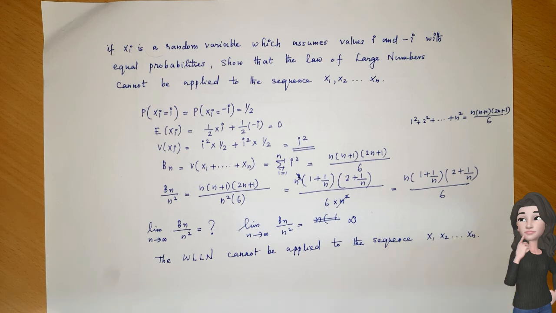So in this way, we can check for any of the sequences X1, X2, etc. Xn with any of the values. We can check if it holds the weak law of large numbers by checking if limit n tends to infinity of Bn by n square is going to 0 or not. If this limit is equal to 0, then we can say that the sequence satisfies the weak law of large numbers. And if it is a diverging one, then the weak law of large numbers cannot be applied to that sequence.